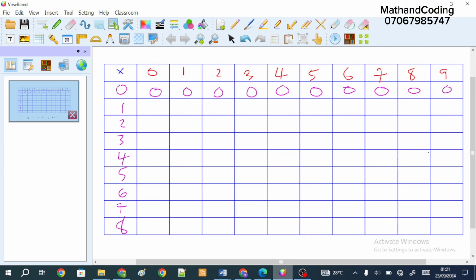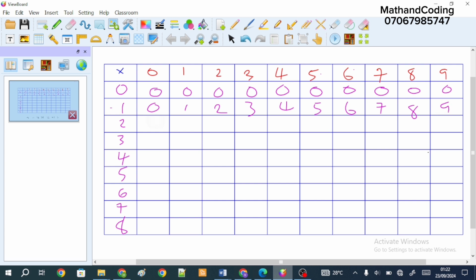Alright, so we move to 1 times. Remember, 1 times any number is still that number. So 1 times 0 is 0, 1 times 1 is 1, 1 times 2 is 2, 1 times 3 is 3, 1 times 4 is 4, 1 times 5 is 5, 1 times 6 is 6, 1 times 7 is 7, 1 times 8 is 8, 1 times 9 is 9.